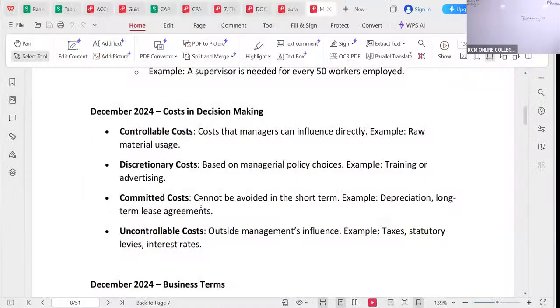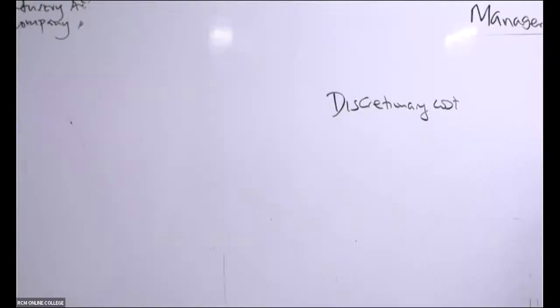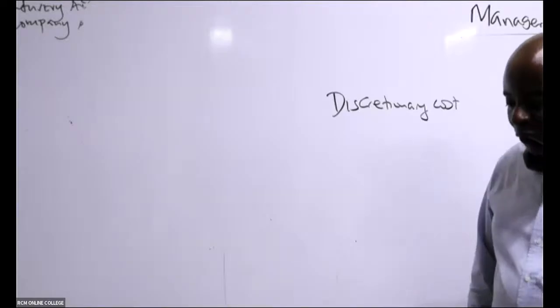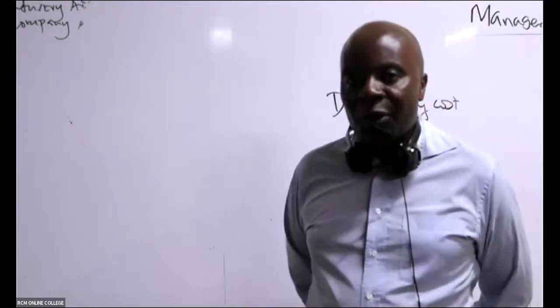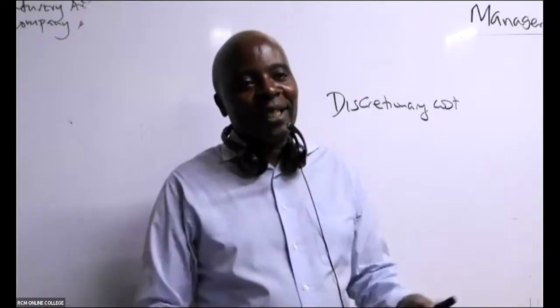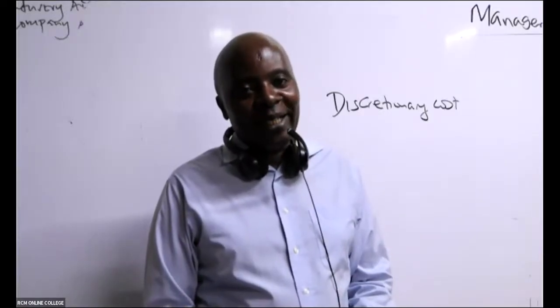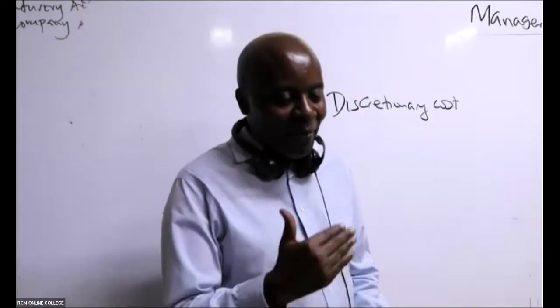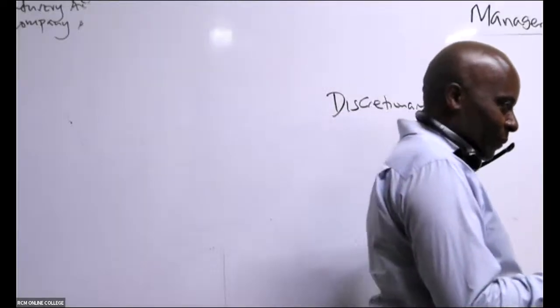Then we have committed costs. Committed costs, ladies and gentlemen, are those contractual costs which cannot be avoided in the short term. Let me give you a very good example of a committed cost. Assuming today you buy a motor vehicle, is it possible for you to go on the road without insurance? Not unless you don't understand the major issue of what are risks.